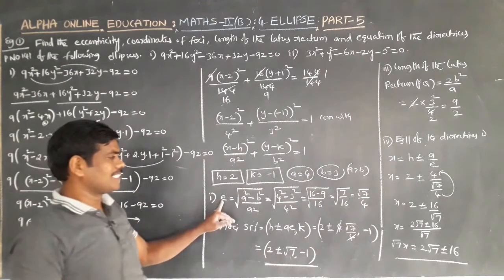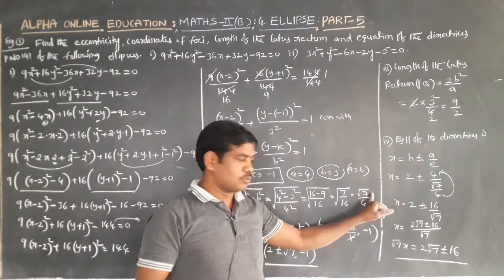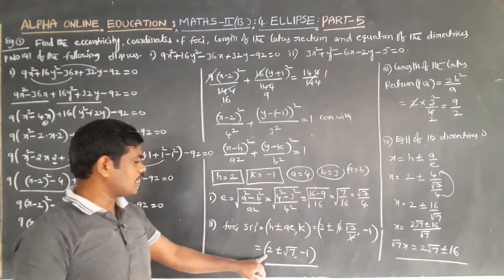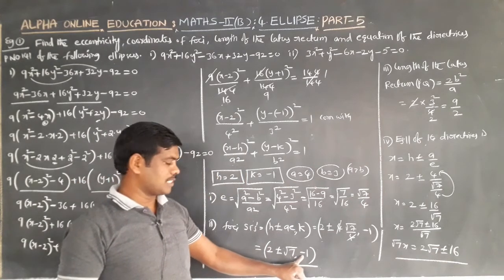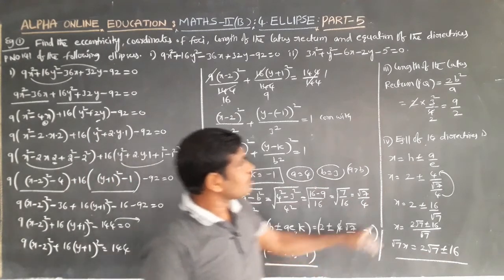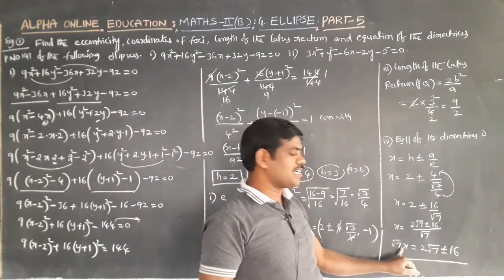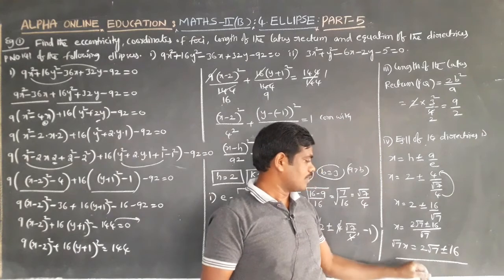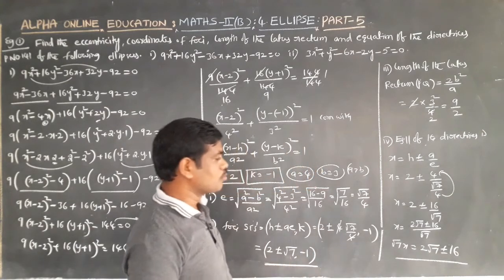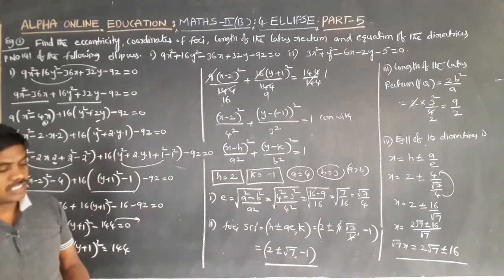Here the eccentricity is equal to root 7 by 4. The foci are 2 plus or minus root 7 comma minus 1. The length of the latus rectum is 9 by 2. The equation of the directrix is root 7 x is equal to 2 root 7 plus or minus 16.